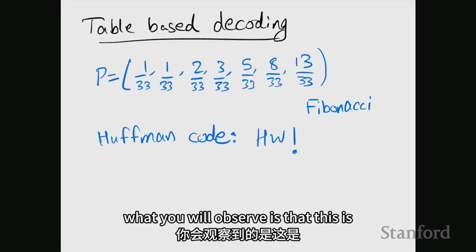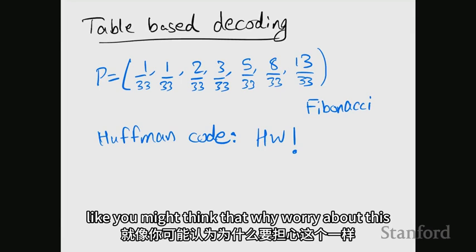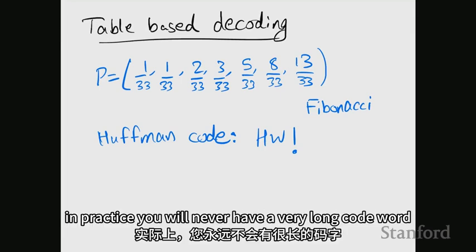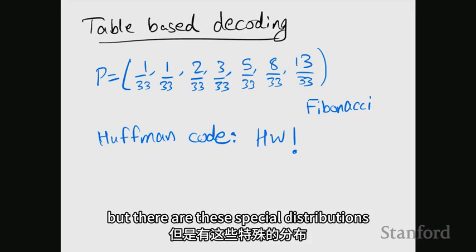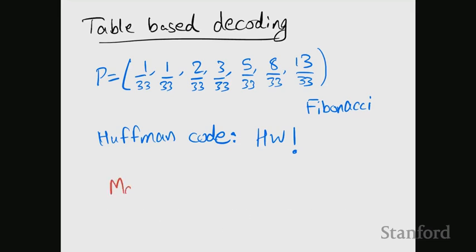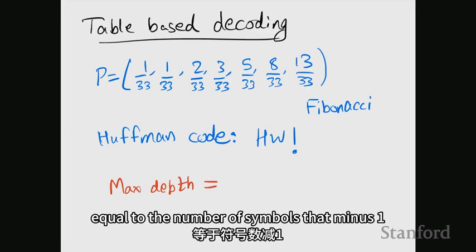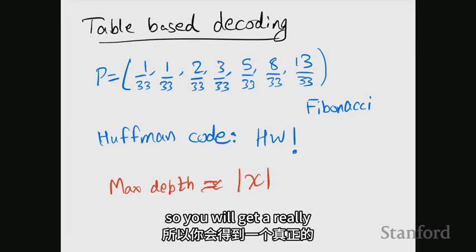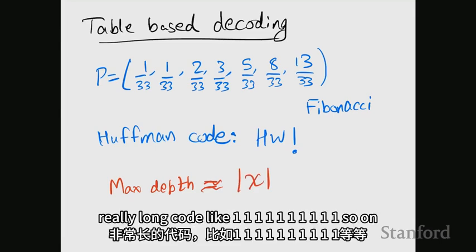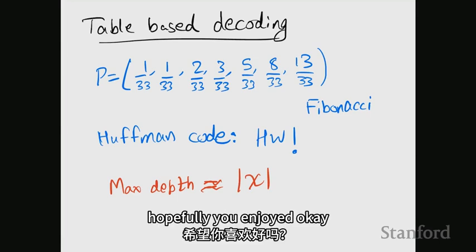What you will observe is that this is an adversarial case where you will get really, really long code words, right? You might think that why worry about this max depth? In practice, you will never have a very long code word. All the code words will be short and so on. But there are these special distributions where the max depth will be basically equal to the number of symbols, or that minus 1, something like that. So you will get a really, really long code word like 1, 1, 1, 1, 1, 1, 1, 1, 1, and so on. So solve it at home. Hopefully you enjoy it. Okay.